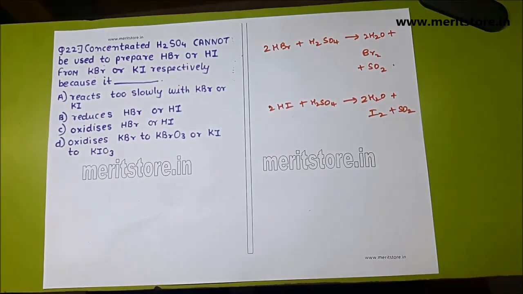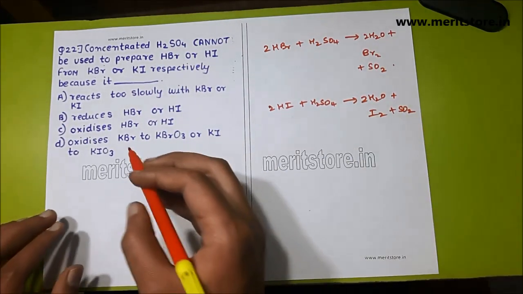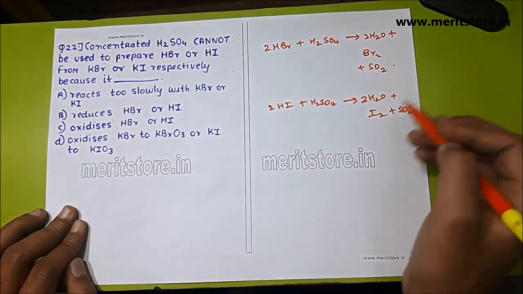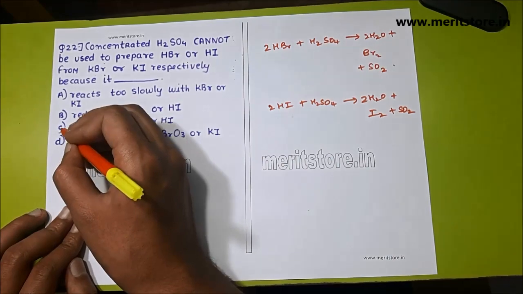So for the given reaction, concentrated H2SO4 oxidizes HBr and HI, which is the correct option.